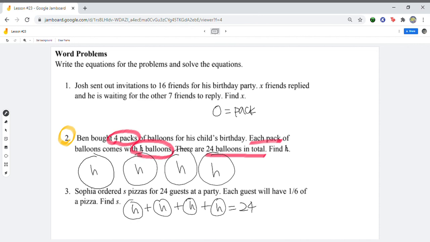So now to represent this as an equation with actual values instead of these drawing circles, you will get 4H, because H plus H plus H plus H is 4H, equals 24. And now in order to solve for H, we're going to have to divide both sides by 4. So I'm going to divide both sides by 4. You'll end up with H equals 24 divided by 4, which is 6. So you'll end up with H equals 6, which means that in each pack there were 6 balloons. And if you count it all up, you'll end up with 24 balloons in total. And that's it for this section.